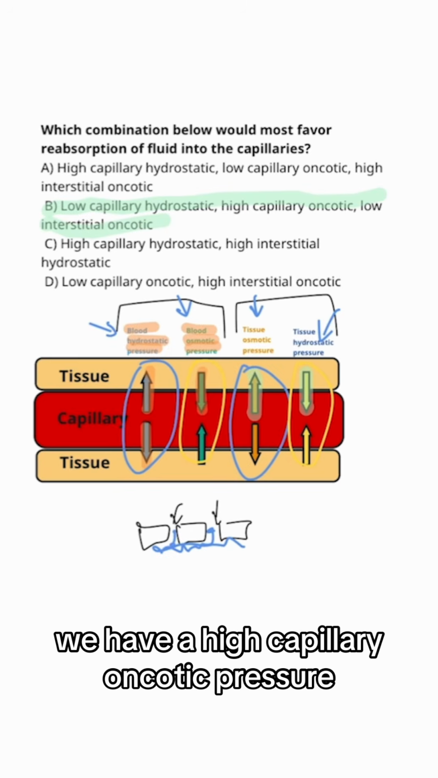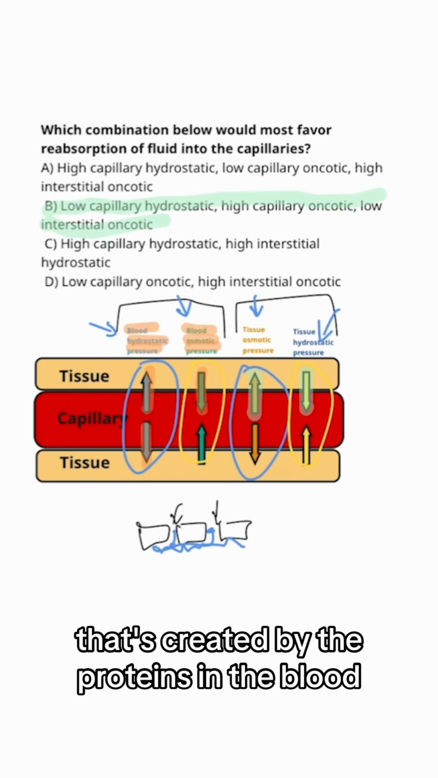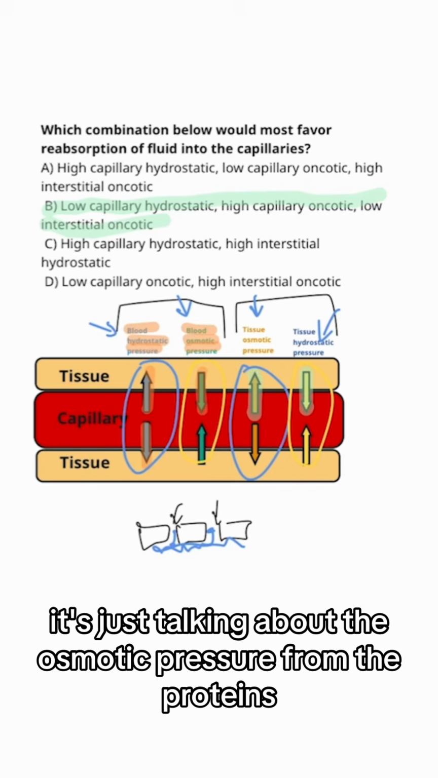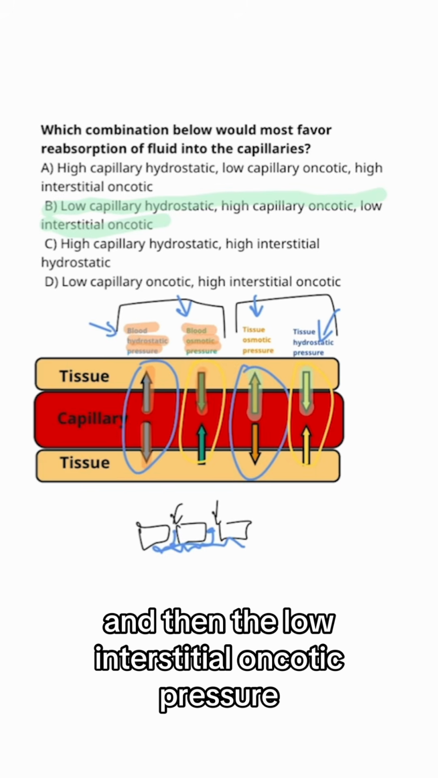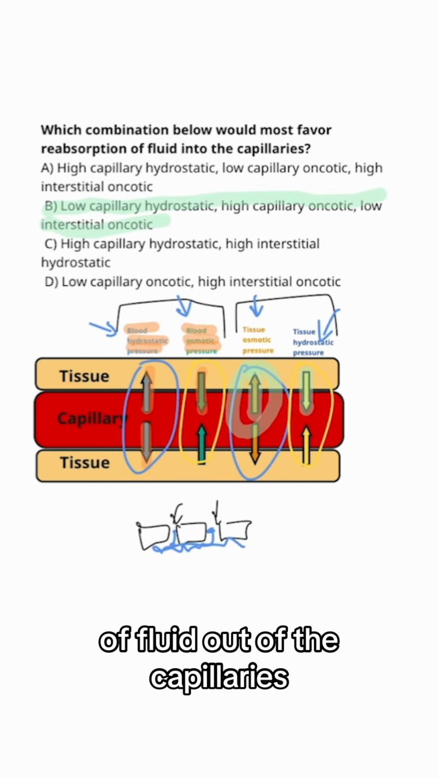We have a high capillary oncotic pressure, and oncotic pressure is just the osmotic pressure that's created by the proteins in the blood. So it doesn't include all of the solutes, it's just talking about the osmotic pressure from the proteins. And then low interstitial oncotic pressure. So that means that we will have that low pulling force of fluid out of the capillaries.